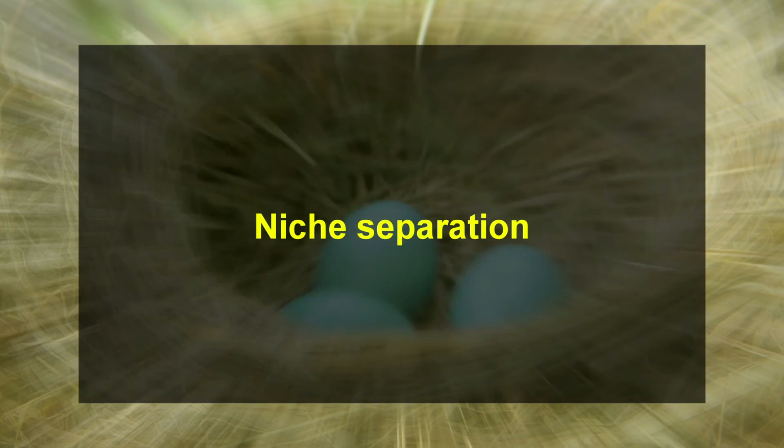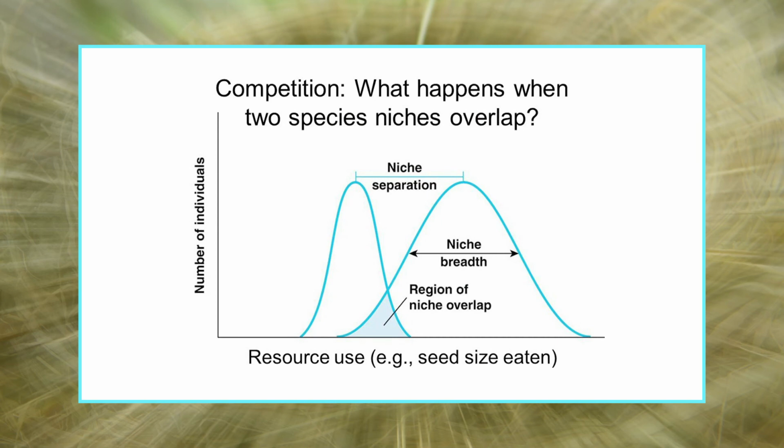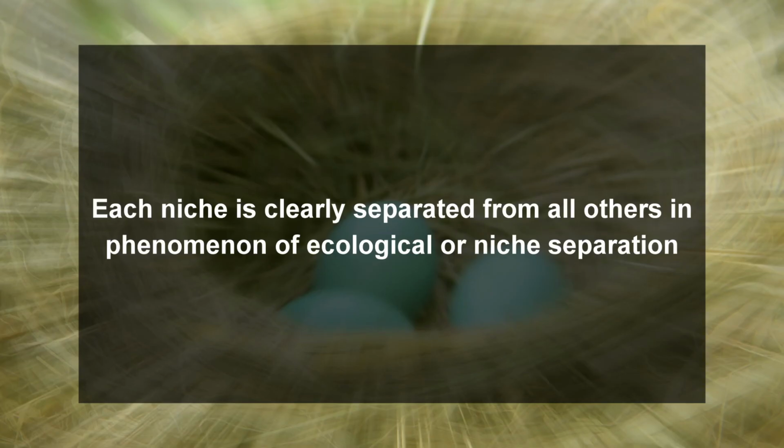Coming to niche separation. The opposing forces of inter- and intra-specific competition obviously play a powerful part in shaping the realized niche. Beyond this, competition can have no further effect on niche width, but as a consequence of its action in fashioning the individual niches to begin with, it has already had a secondary effect that the roles of the various organisms within the community are sharply distinct. Each niche is clearly separated from all others in the phenomenon of ecological or niche separation.